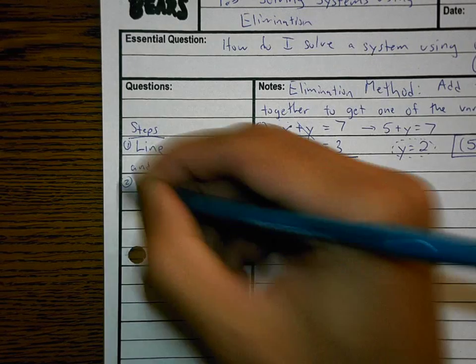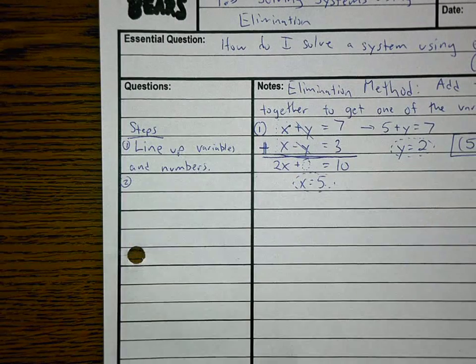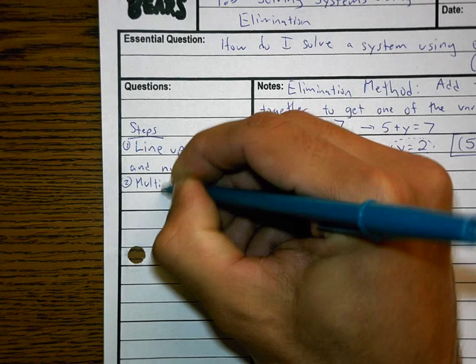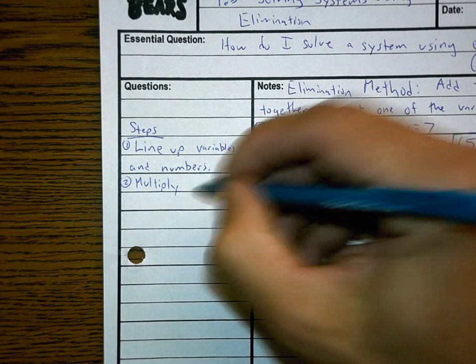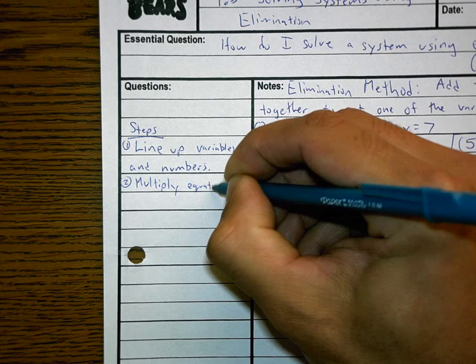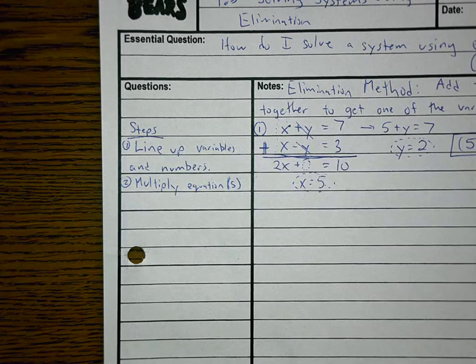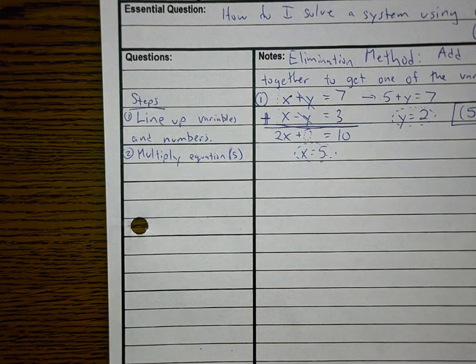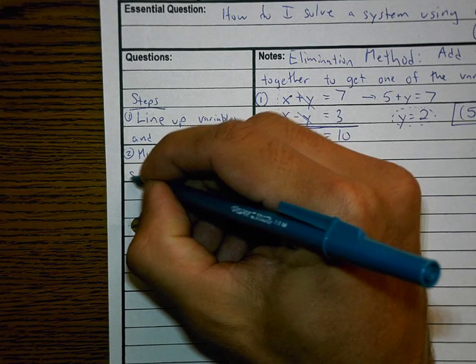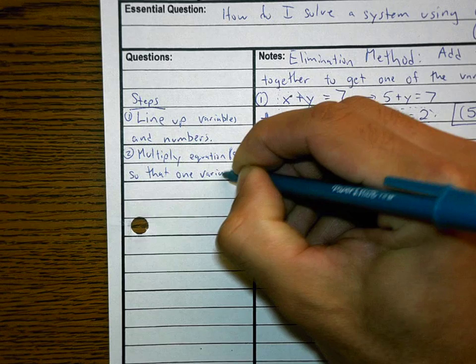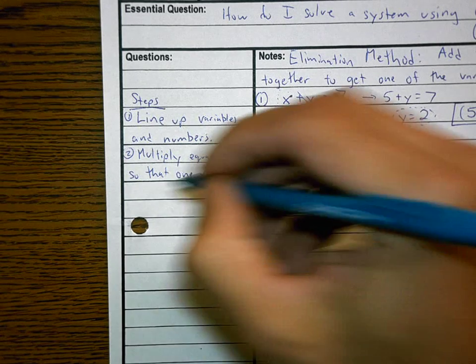Second thing we do. Sometimes we need to multiply equation, and then I want you to put an S in parentheses, or equations. Sometimes you're doing it once to one equation, sometimes you're doing it to both equations. Multiply equations so that one variable cancels out.